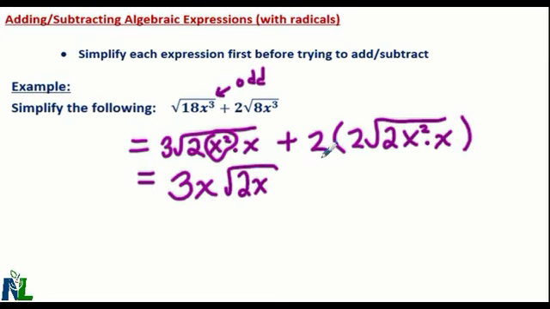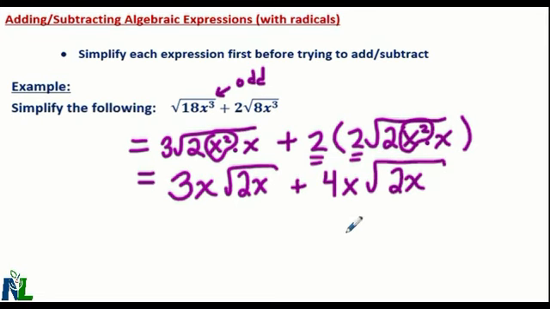The same idea will happen over here. So 2 times 2 gets multiplied. I'm going to call that 4. Here's my even exponent, x to the power 2. So that's going to come outside and be x. And underneath my square root sign, I still have a 2 and an x.